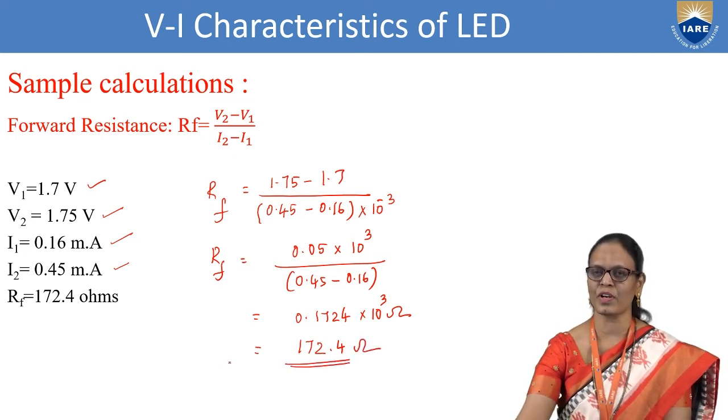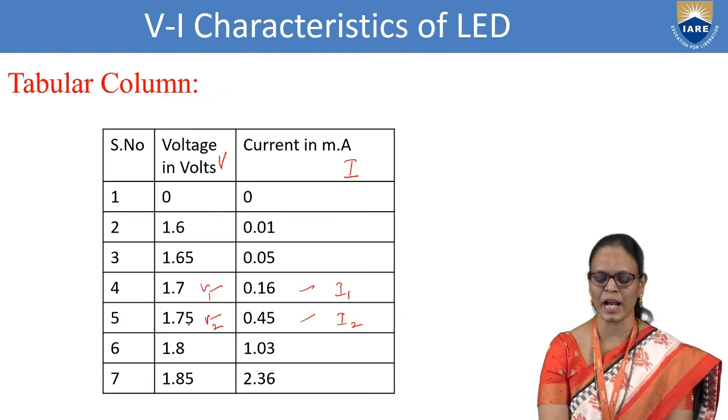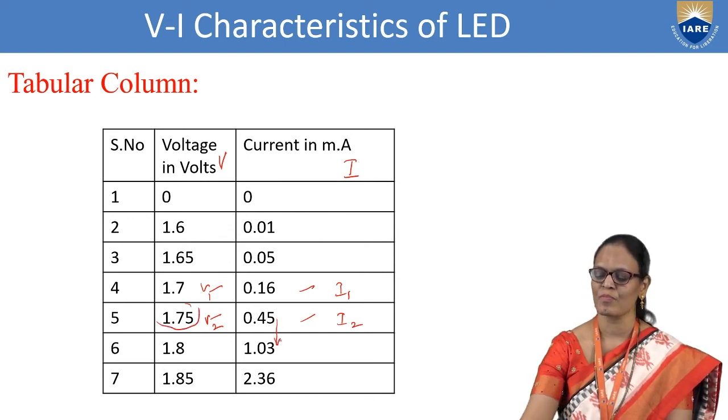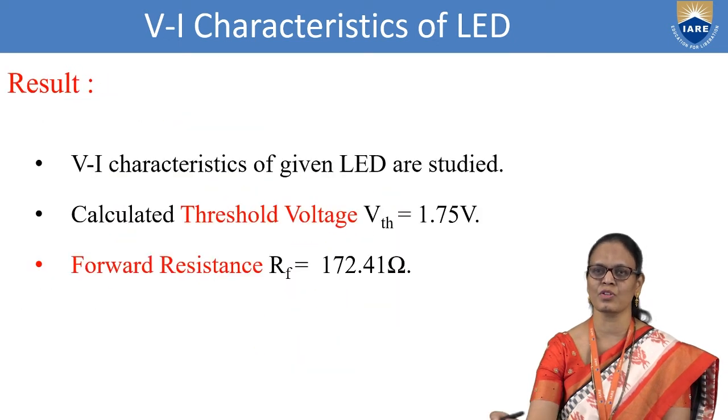And the voltage we were talking about is, see, at this point here the increase in current is very slow. But at this point, after 1.75, the current increases very much. So we write that VTH is also the threshold voltage at which the sharp rise in current takes place. So we will also note down the threshold voltage.